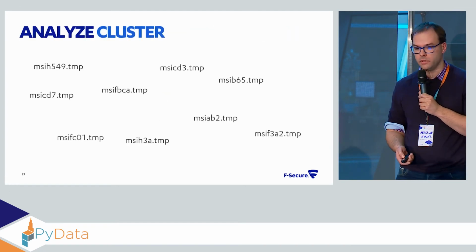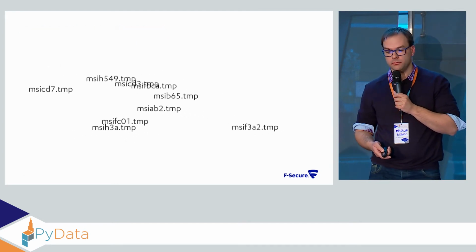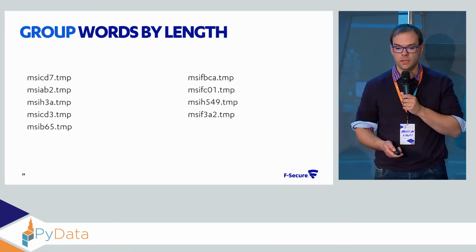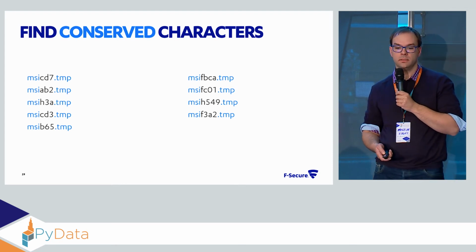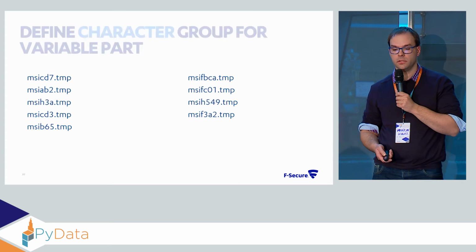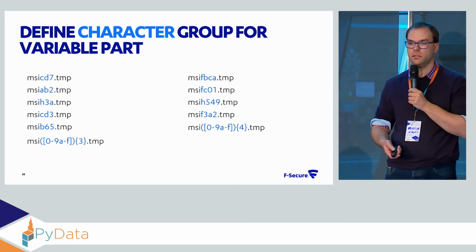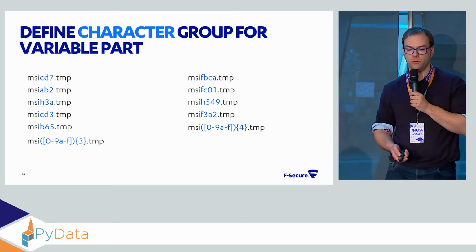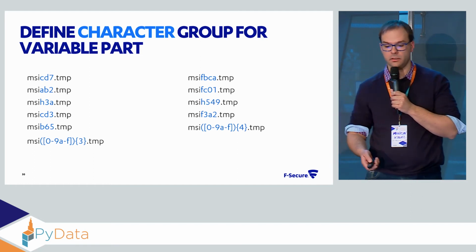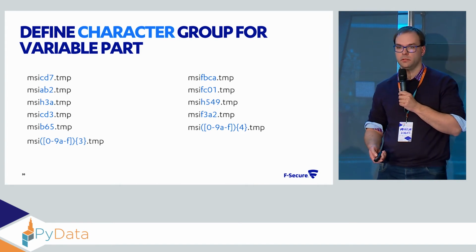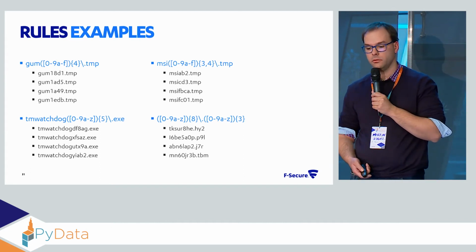And this is a rather trivial approach. For each cluster, we group the words by length. Then for each group, we try to detect the conserved part of the characters, and for the rest, we try to find a pattern. So for example, here are hexadecimal options, so we can easily create a regex rule: MSI, 3 hexes, .tmp, or 4 hexes. And there are other examples of rules, for temp directories or program names.